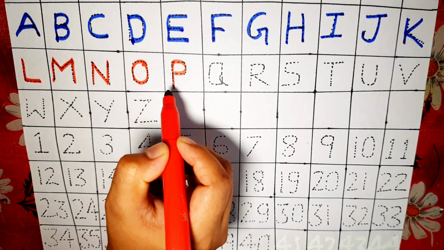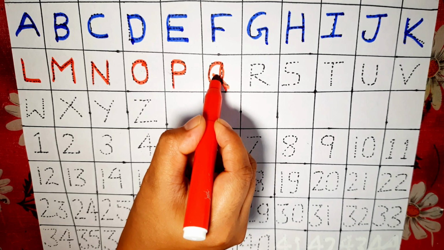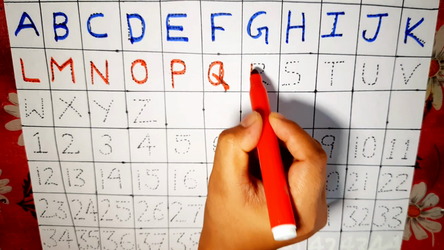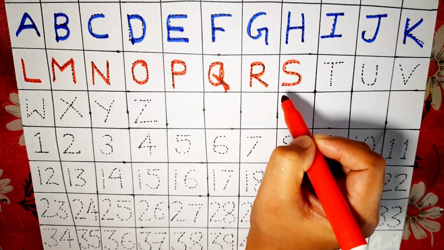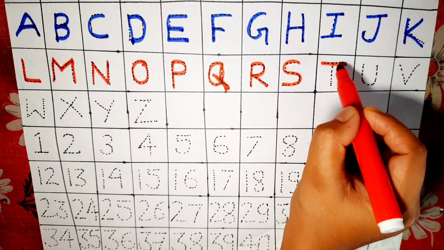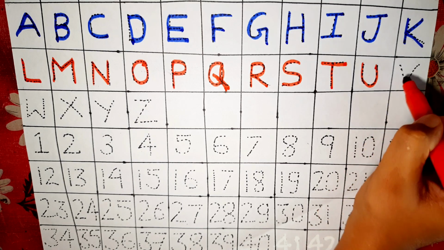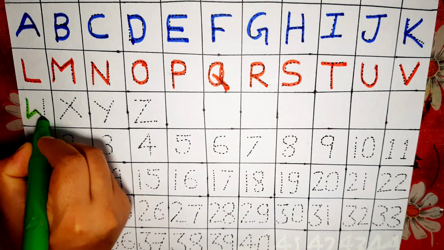P for peacock. Q for queen. R for rabbit. S for sheep. T for tiger. U for uniform. V for vegetable. W for water.